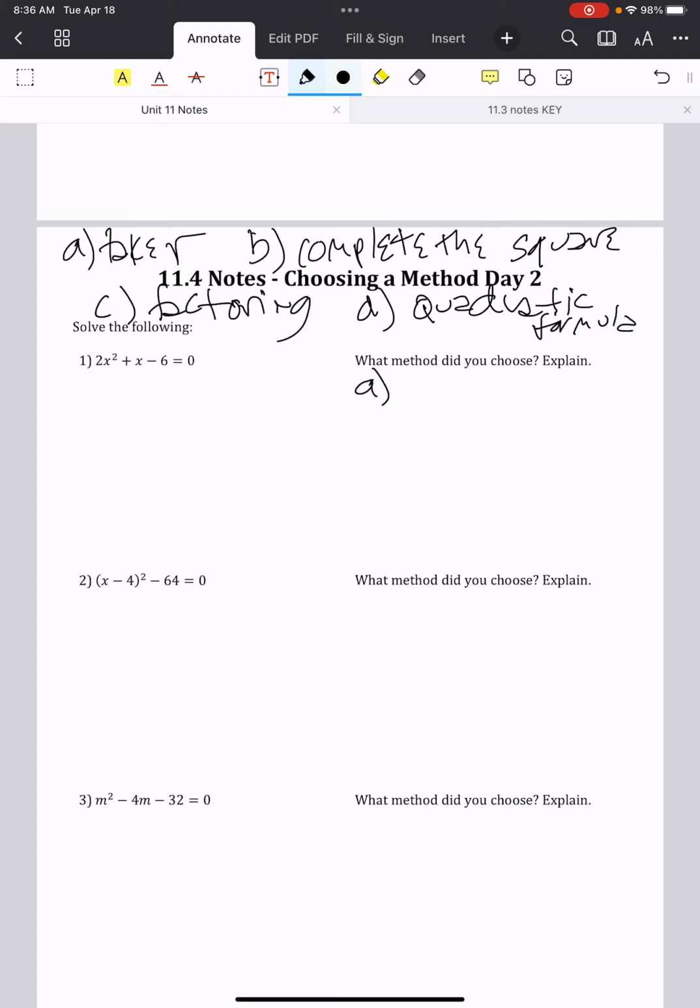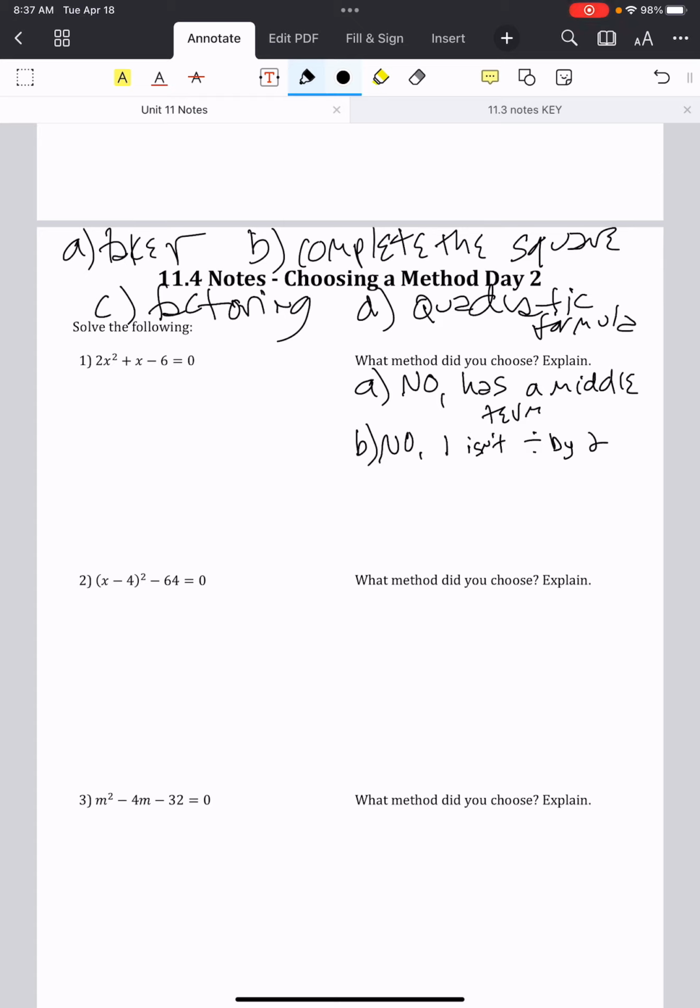So the reason we said this one was not A was because it has a middle term. The reason we said this one was not B, not complete the square, because 1 isn't divisible by 2. Okay, so now I know it's either factoring or quadratic formula.